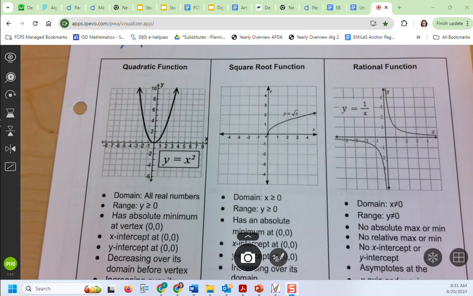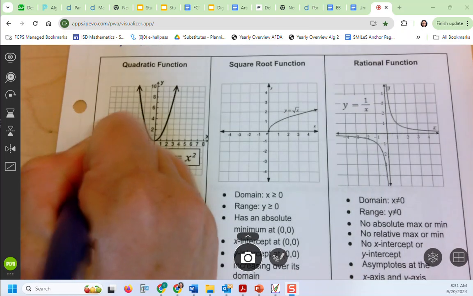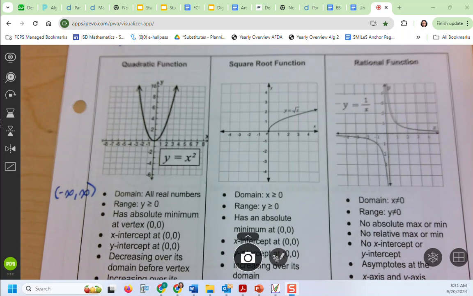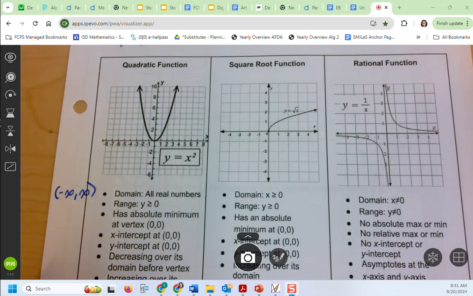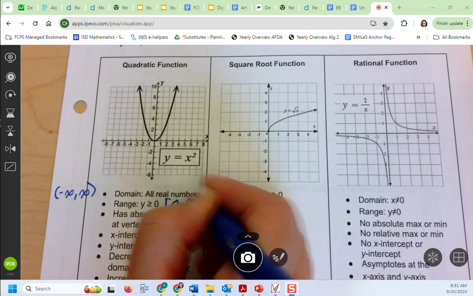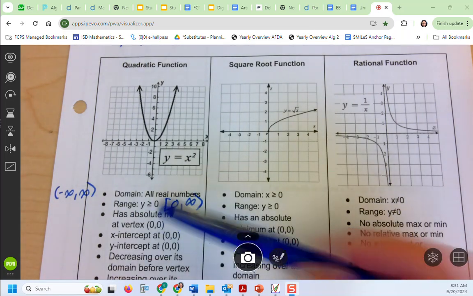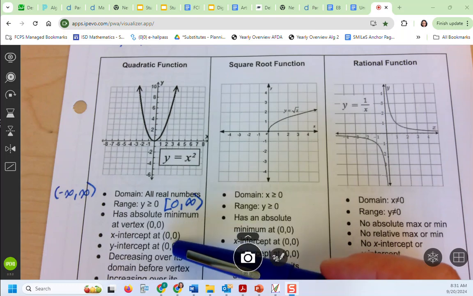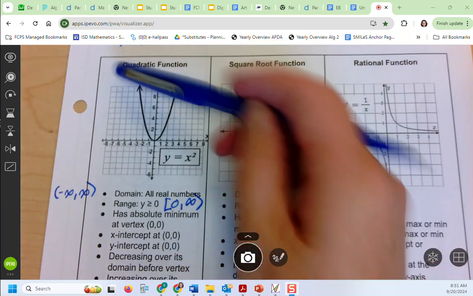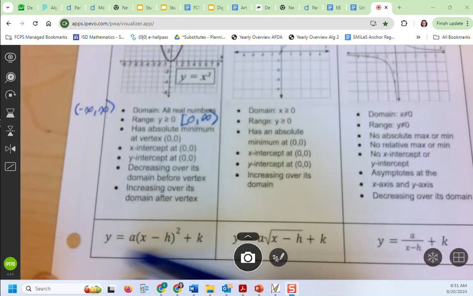So your domain is all real numbers, which you can also write as negative infinity to infinity. Your range is y is greater than or equal to 0, which can also be written as 0 to infinity. It has an absolute minimum. It has an x-intercept and y-intercept at the same point. This one is decreasing, and then it's increasing. And this is what the equation looks like. You saw this in Desmos when we were looking at it.